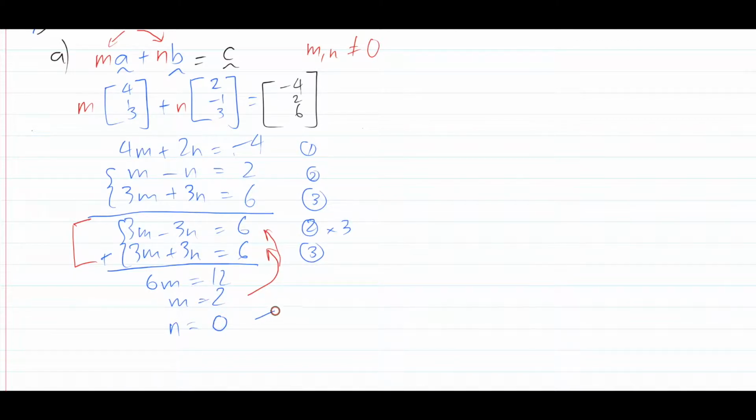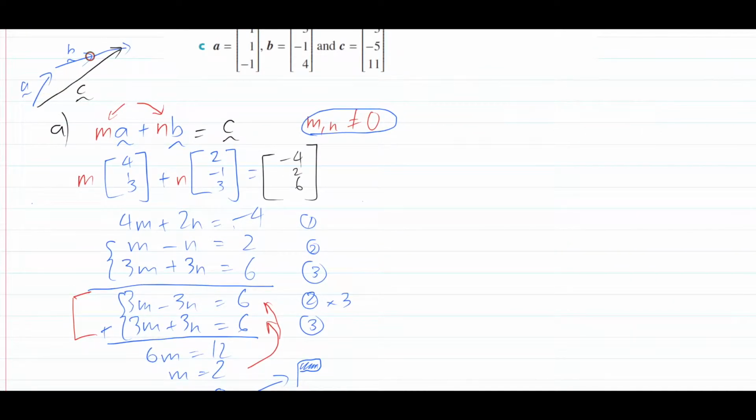So this should already raise your flag that these are not dependent vectors, because we said already, if m and n, one of them equals 0, that means your set of vectors is linearly independent. So the only way to get vector c is you multiply one of them by 0. So that doesn't make sense. You need to have a combination of both of them.